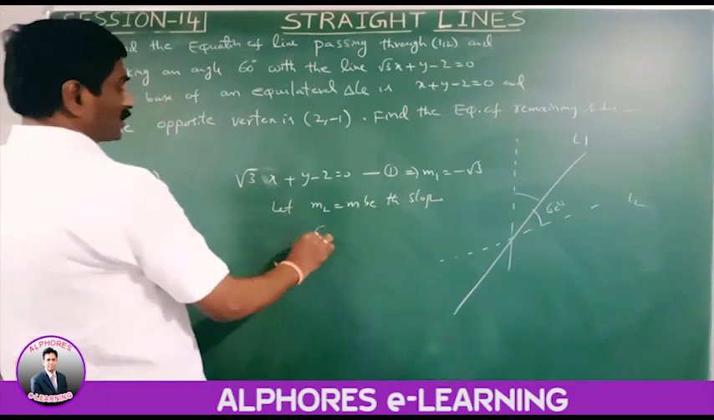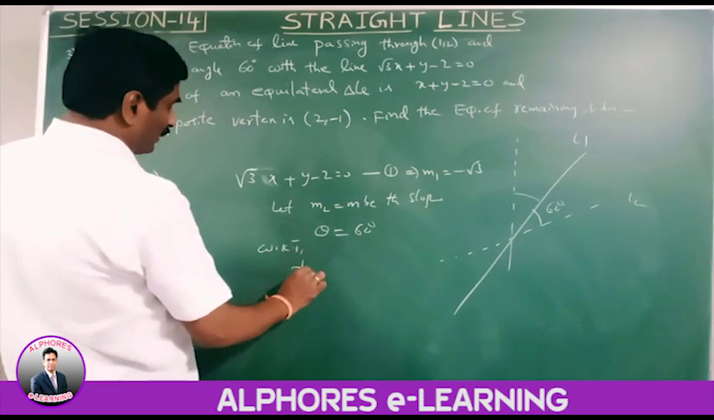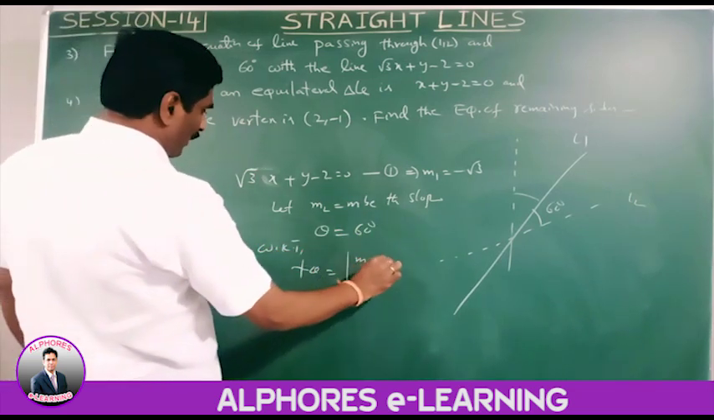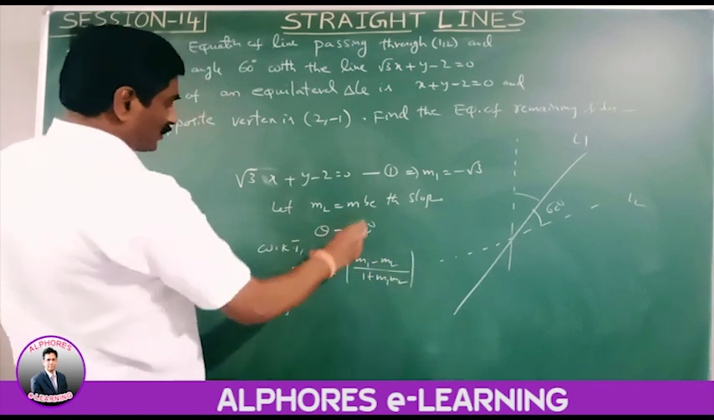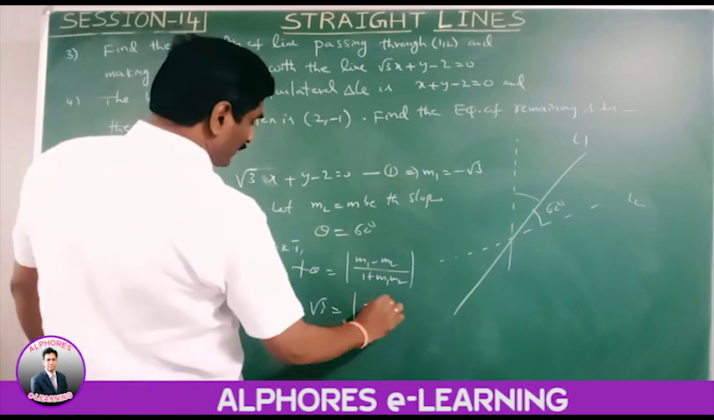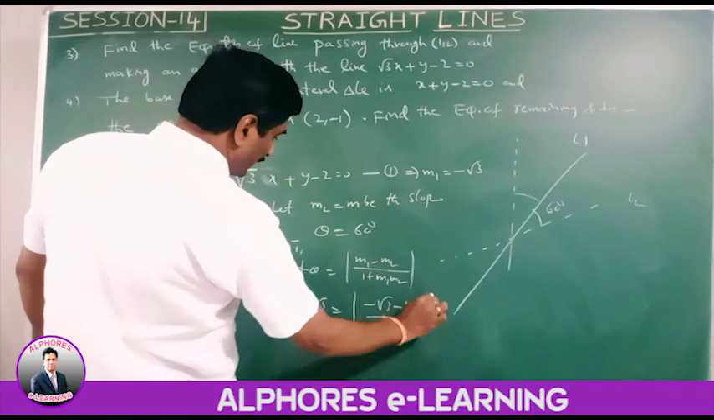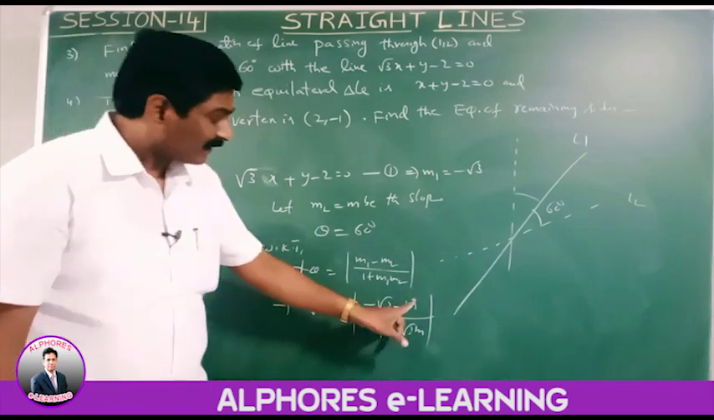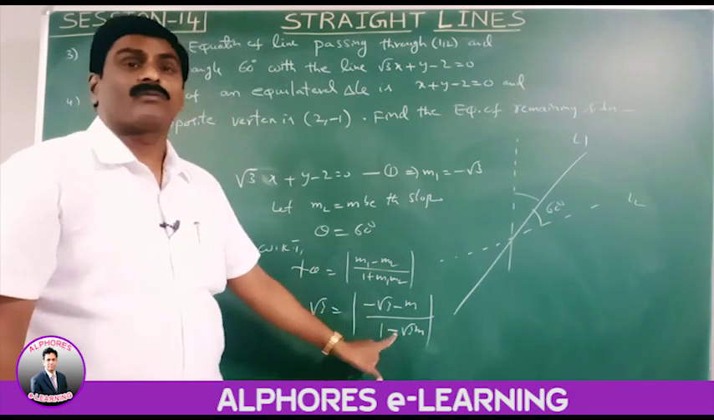What is the angle between these two lines? Theta is equal to 60 degrees. We know the formula: tan theta is equal to mod of m1 minus m2 by 1 plus m1 m2. Tan 60, which is root 3, is equal to mod of minus root 3 minus m by 1 minus root 3m. Please observe these values. In this equation, m is the only unknown value, so by using this condition, we find the value of m.